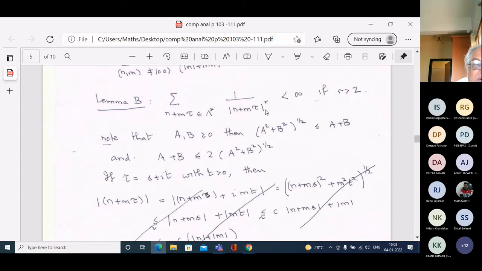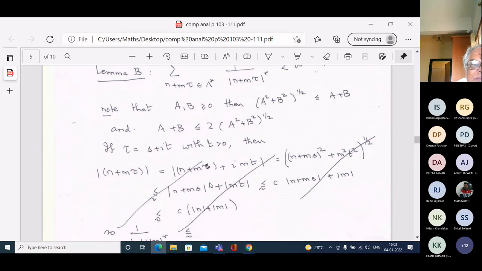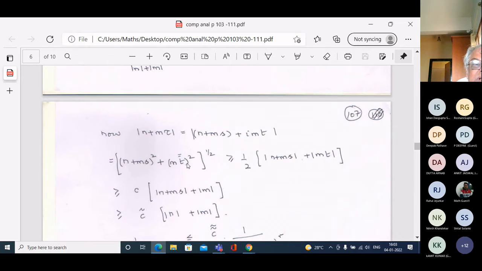So I'm going to write tau as real part plus imaginary part. Take the absolute value, and when you take the absolute value, you get the square of the real part plus the square of the imaginary part, to the 1/2. And I know that a squared plus b squared to the 1/2 is greater than or equal to half into a plus b.